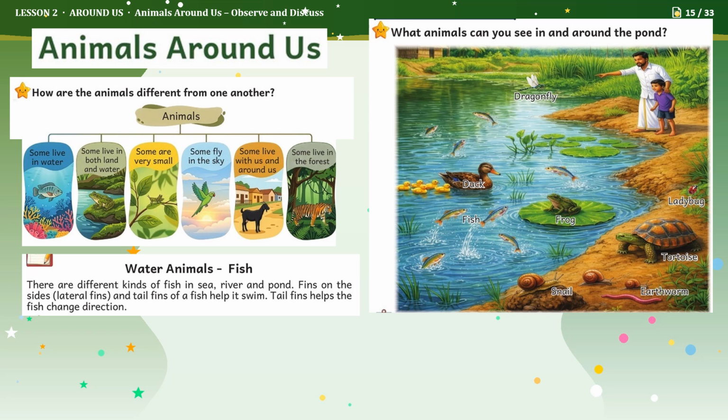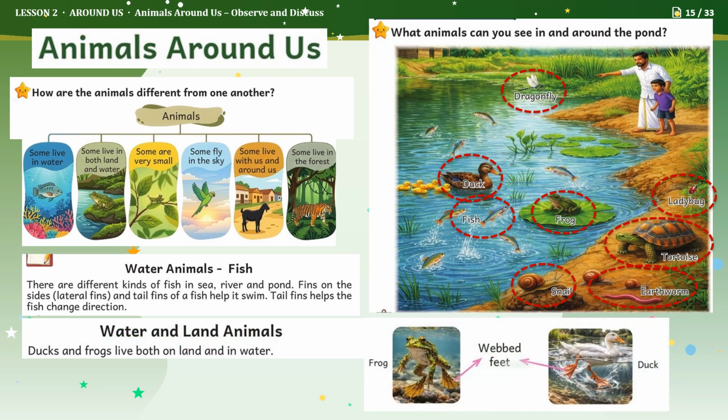So there are a lot of different kinds of fish in a sea, a river and a pond. Now, fins on the side and tail fins on the fish help it swim. The tail fin helps the fish change direction. And here we have already circled the animals which we can see in and around the pond.